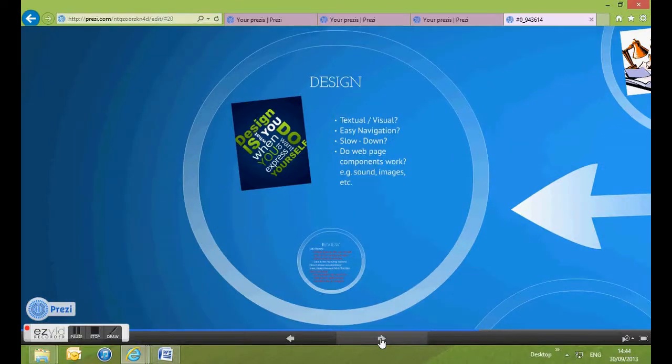In the website design component, we need to determine is the information in print or text form or visual, such as pictures and diagrams. Is the website easy to move around on? We call this navigation. Does clicking on an image or media file work or slow down the load time of the website? All these things need to be looked at closely when evaluating a website for the design component.